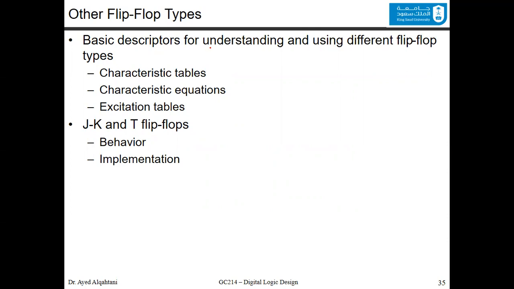So the basic descriptors for understanding and using different flip-flop types: we need to know the characteristic table, the characteristic equation that we derive from the characteristic table, and also the excitation tables. We will define them, and we will show those 3 descriptors for each flip-flop type. For the JK flip-flop type and the T flip-flop type, we will explain the behavior and how to implement them using what we know from previous classes.